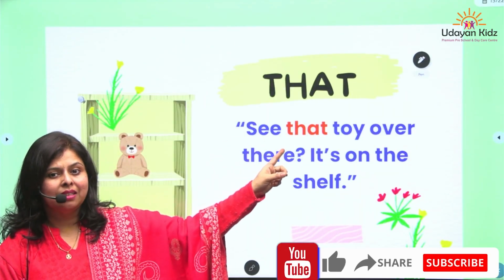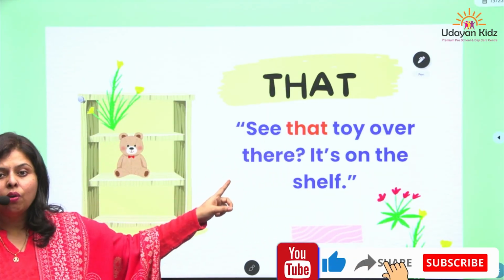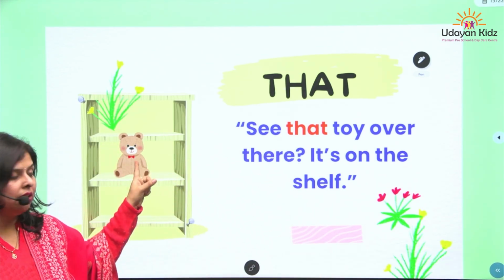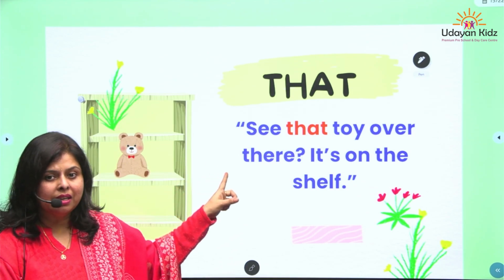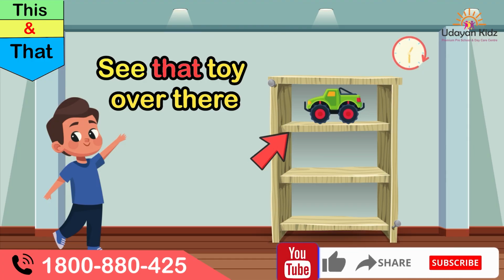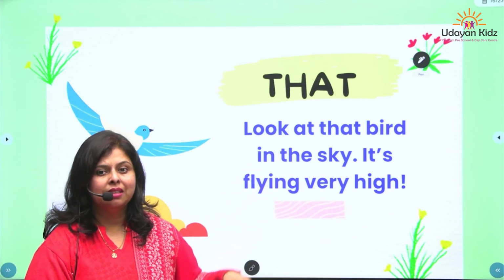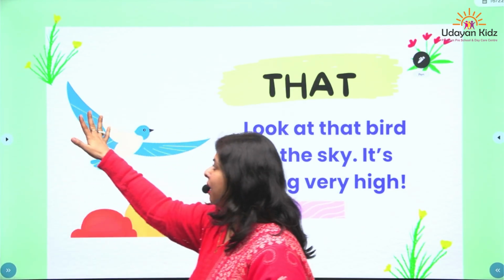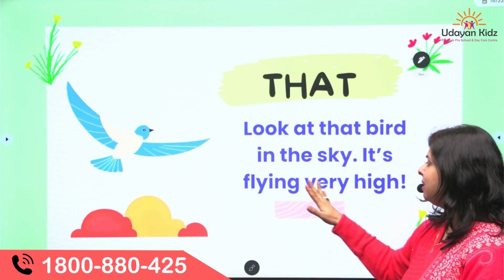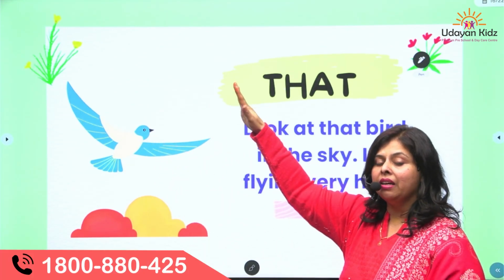Next, that. See that toy over there. It's on the shelf. Next, that. Look at that bird in the sky. It's flying very high.